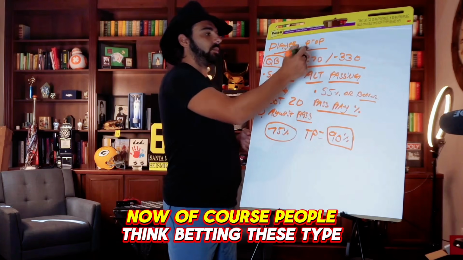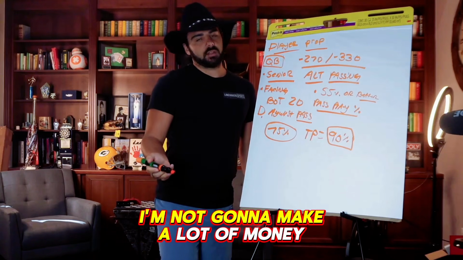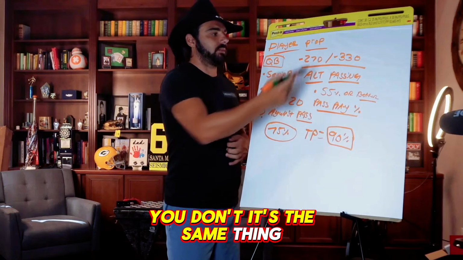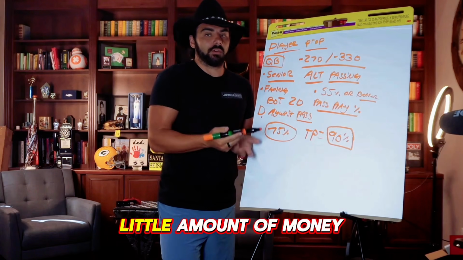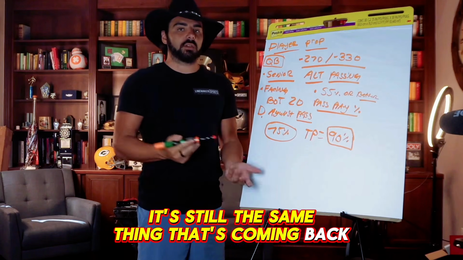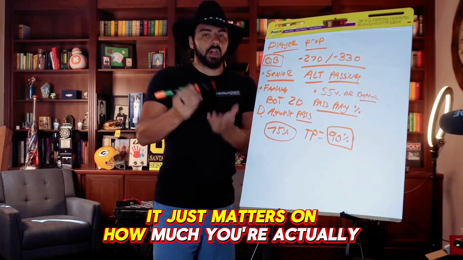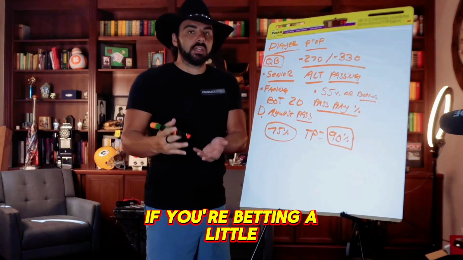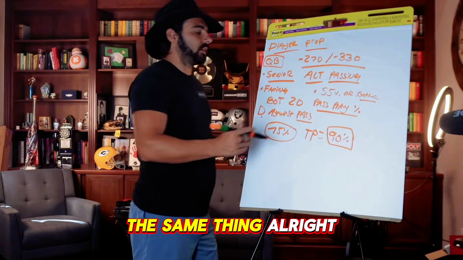Now, of course, people think betting these type of odds, I'm not going to make a lot of money. It's not going to happen. I have to wager a bunch of money. You don't. It's the same thing. Whether you wager a lot of money or you wager a little amount of money, it's still the same thing that's coming back to you. It just matters on how much you're actually betting. If you're betting a lot, obviously you're going to get a decent amount back. If you're betting little, you're going to get a little amount back. It's the same thing. All right?